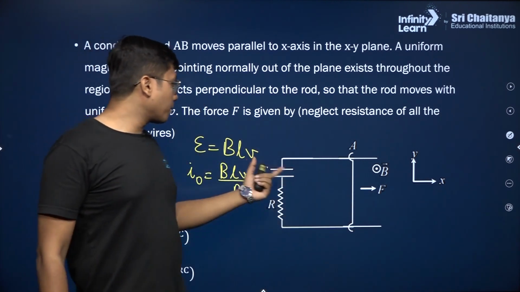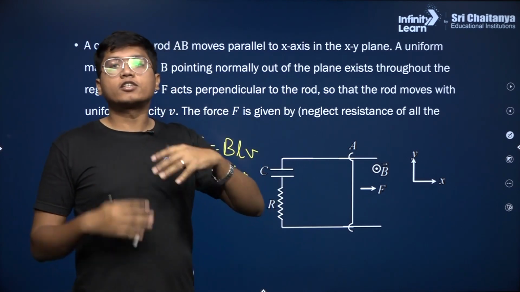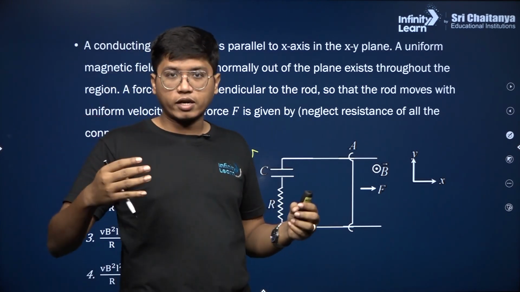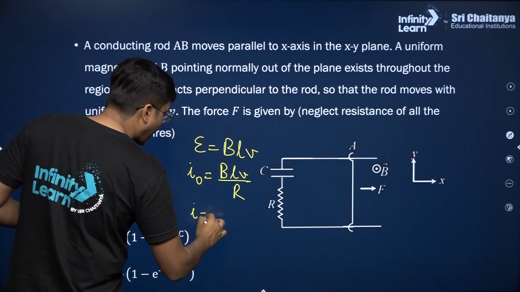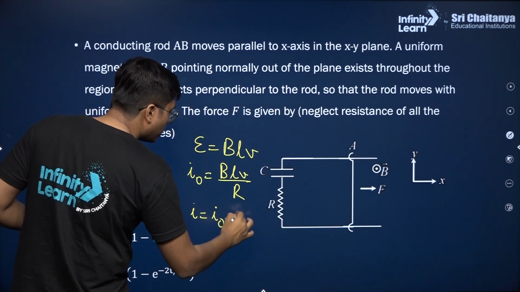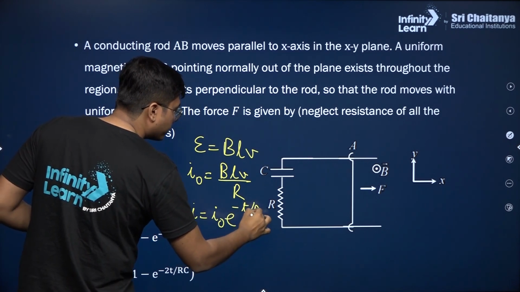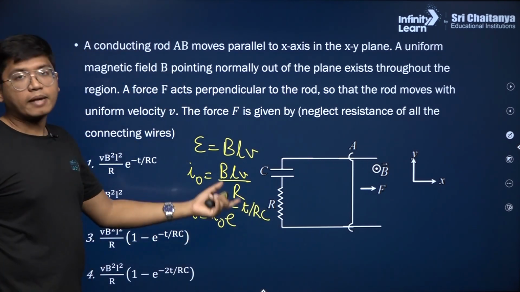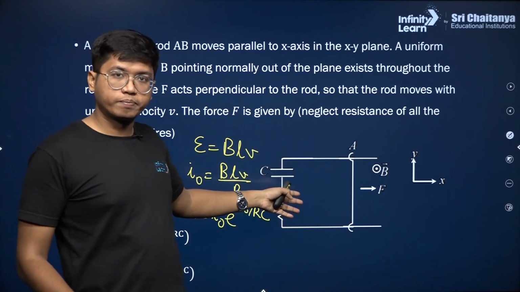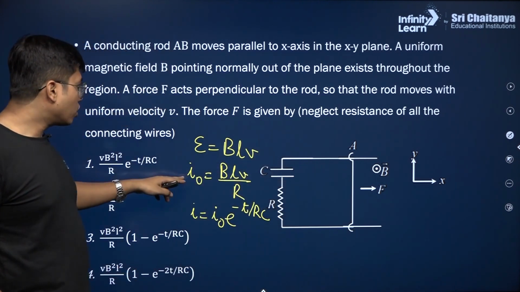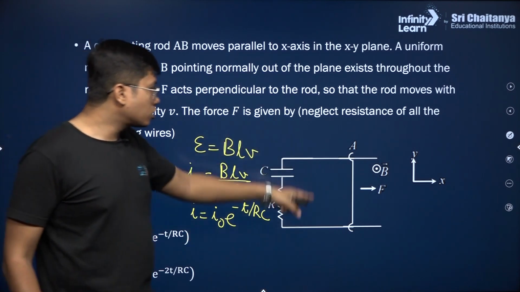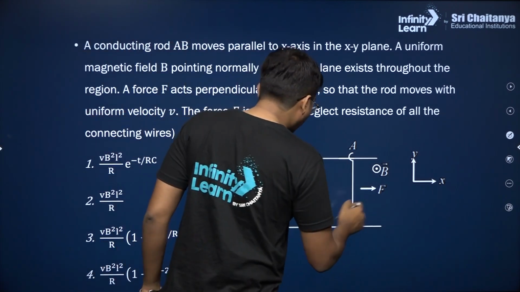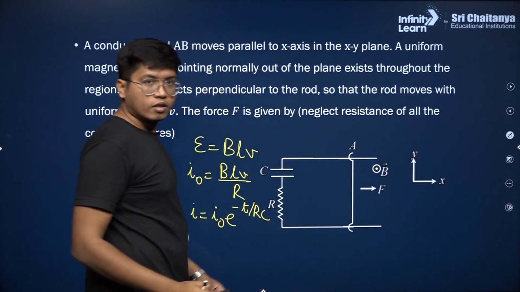Now because there is a capacitor here, we know that over time the capacitor is going to slow down that growth of current, and our relation would be I is equal to I naught e to the power minus t by RC. RC is the time constant for the RC circuit over here. So we have I naught, and we have this I over here. Now what is the force on this? Now that current I is flowing through here, right?